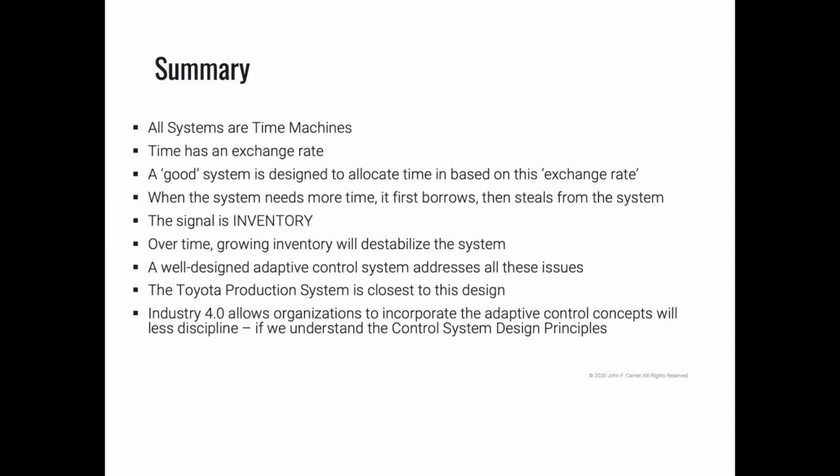If we have better observability and better measurements of the current state of our system, we can address these slow degradations that ultimately lead to disaster, and also serve our customers faster in real time, which gives us better margins. The Toyota Production System is the closest implementation of this design, but what's exciting now is Industry 4.0 allows organizations to incorporate these concepts with less discipline if we understand the control system principles.